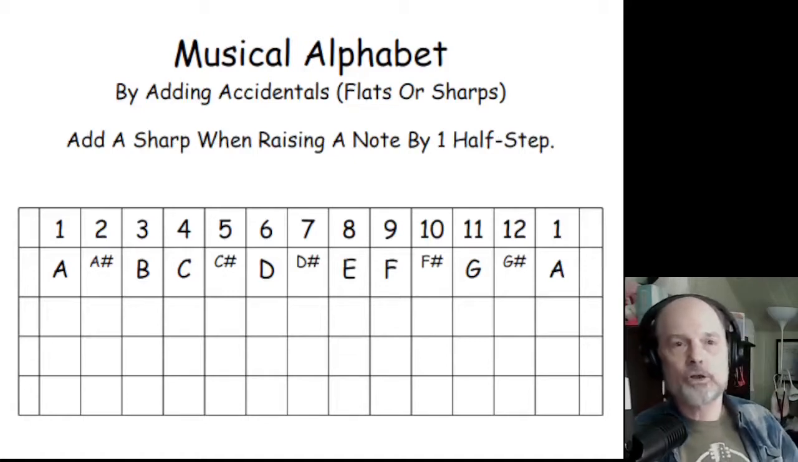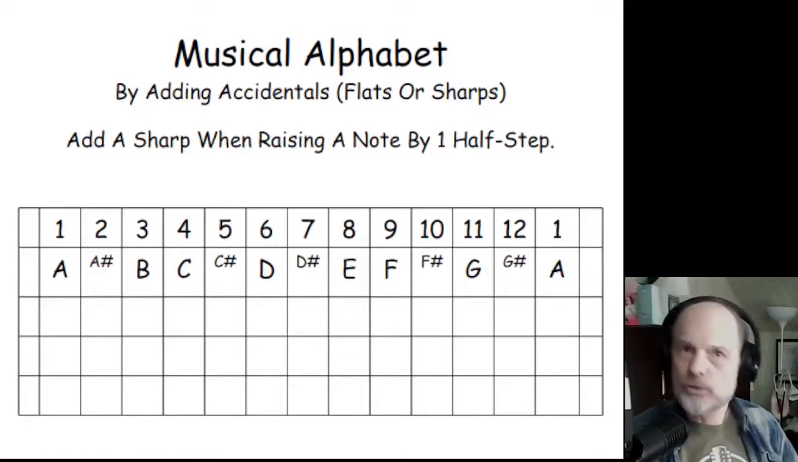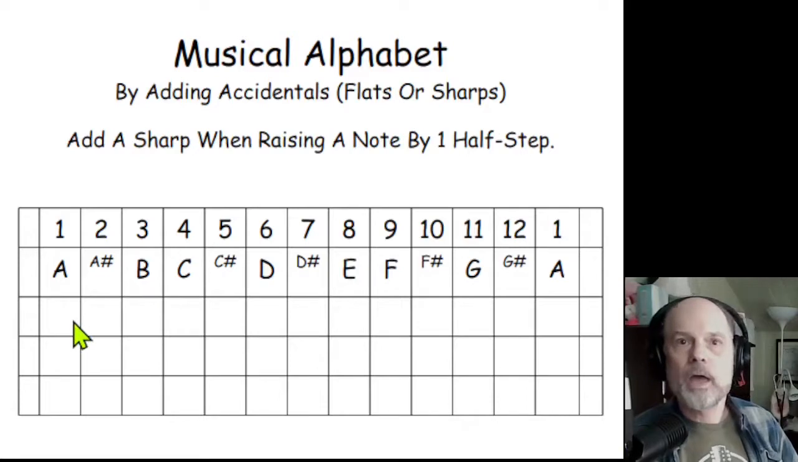If we raise a note by half a step, we use that note name and put the sharp sign with it. So A, raised half a step, becomes A sharp, C, C sharp, D, D sharp, F, F sharp, G, G sharp. Now, notice that we don't have a B sharp or an E sharp because there's no space in between B, C, and E, F. That's another thing that needs to be remembered.